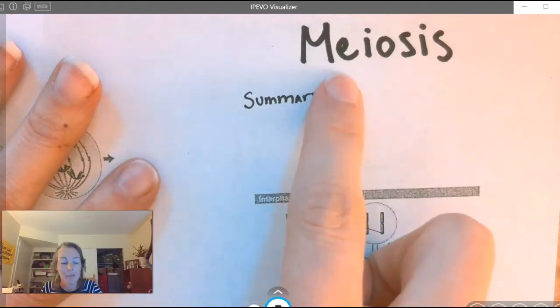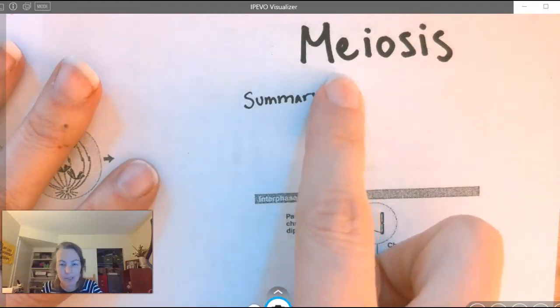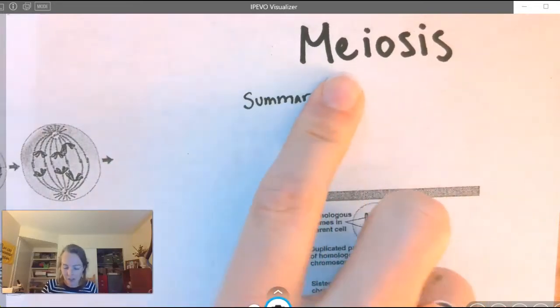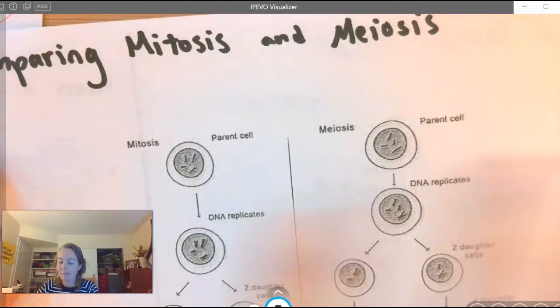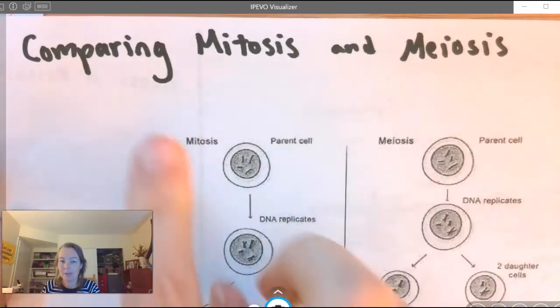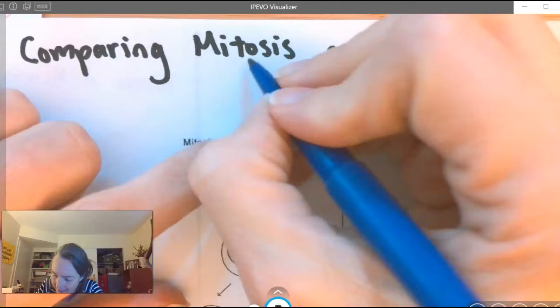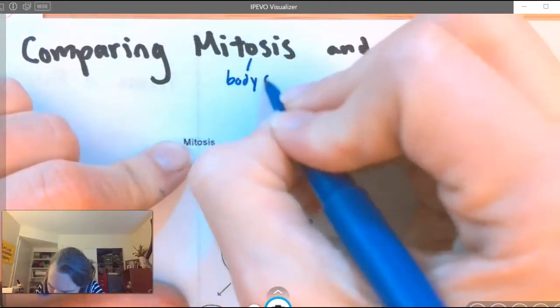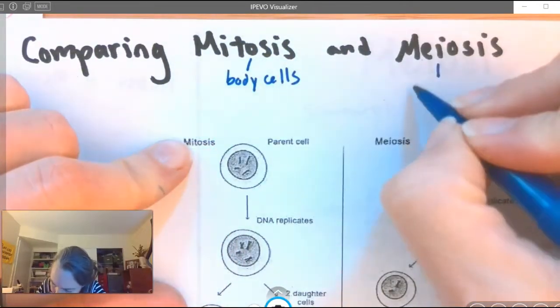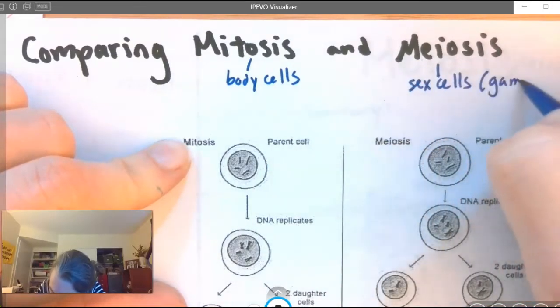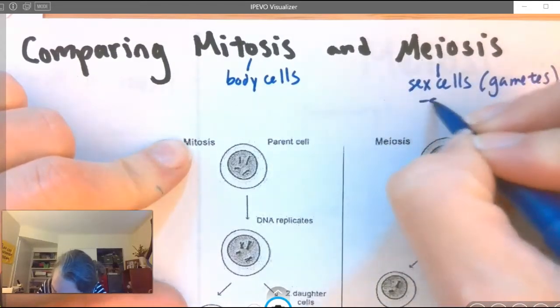Today we're going to talk about the purpose and process of meiosis, as well as ways it increases genetic variation. I actually want to start on the back of this big sheet, comparing mitosis and meiosis. This is really important. Mitosis is going to create body cells, and meiosis is going to create sex cells, also known as gametes, like sperm or egg.